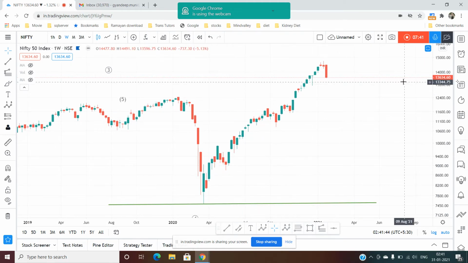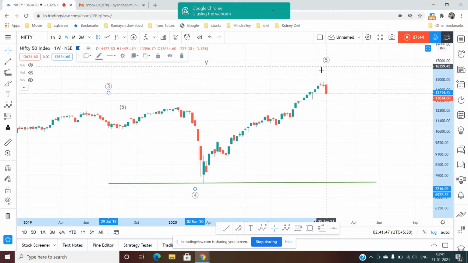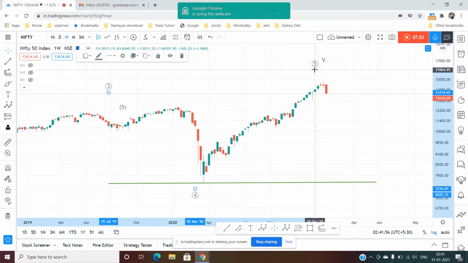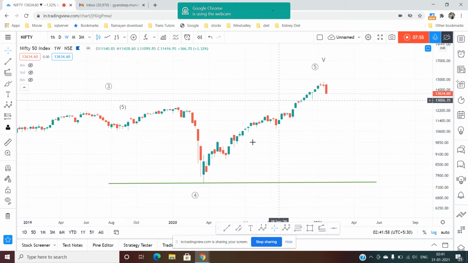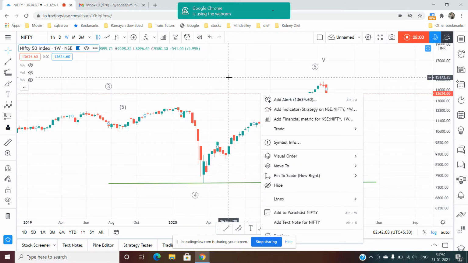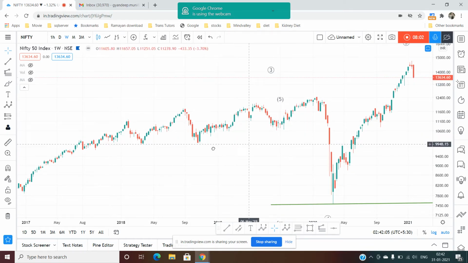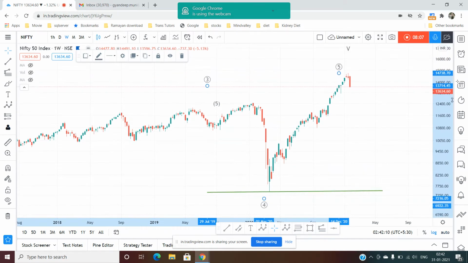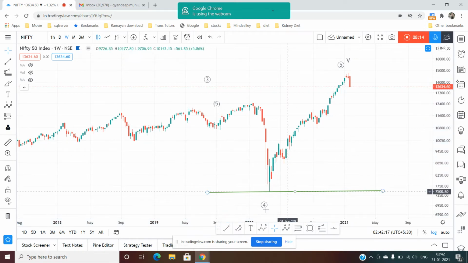Now remember, this is still a fifth wave, and this is a fifth wave of the higher degree. This is a cyclic fifth wave. This is a primary fifth wave right now. Okay. Now we'll be defining the 5 waves here.